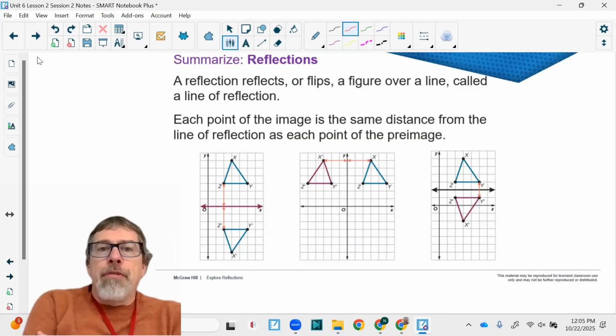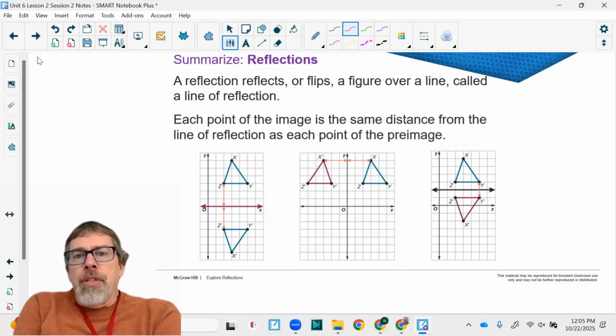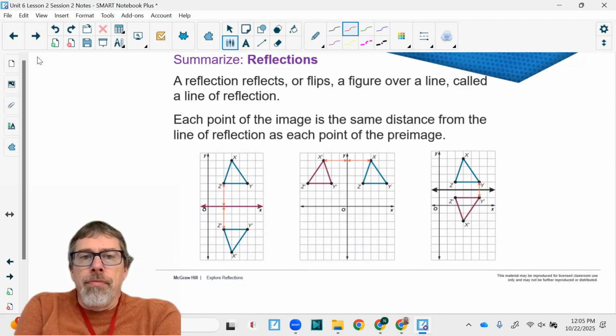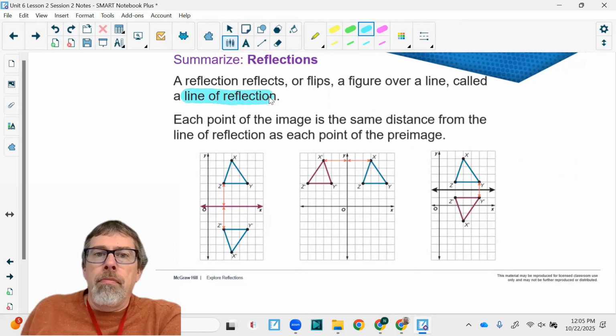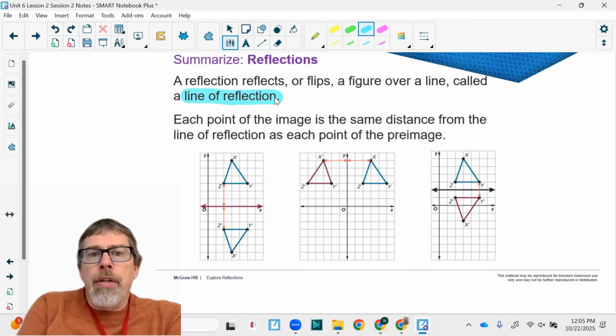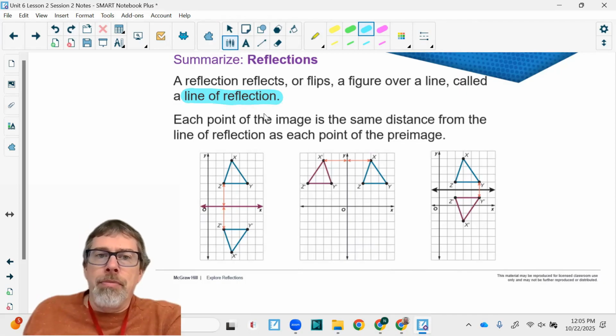So let's summarize. A reflection reflects or flips a figure over a line called the line of reflection. Each point of the image is the same distance from the line of reflection as each point of the pre-image. Same distance from the line of reflection.